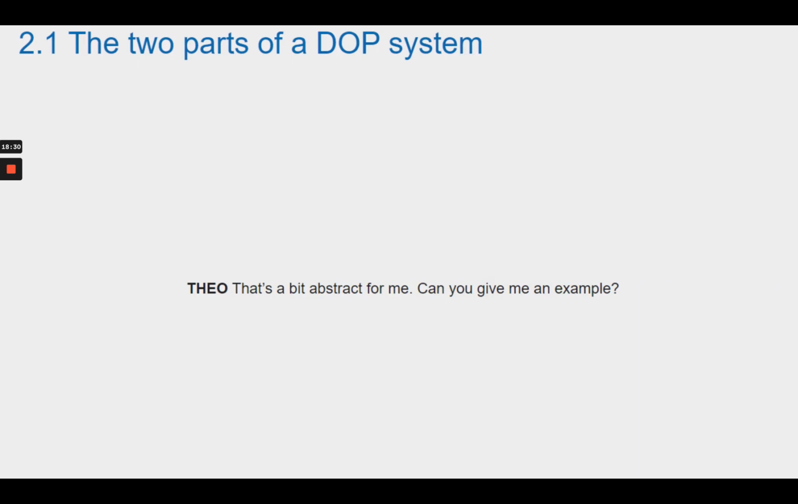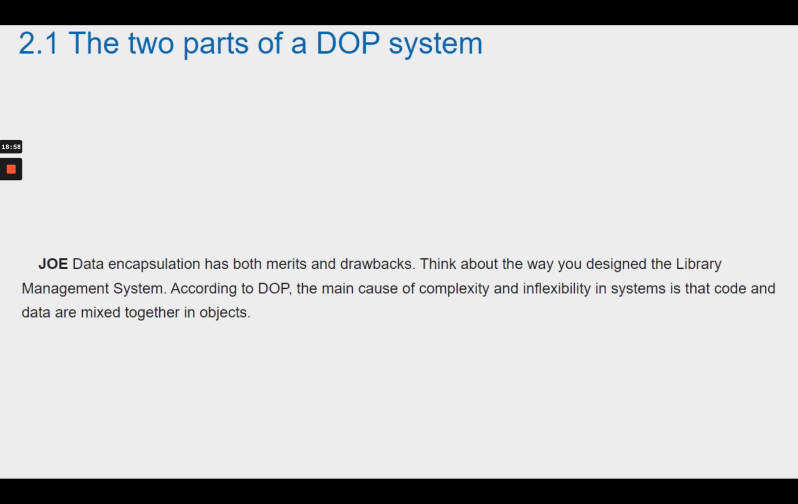Theo: That's a bit abstract for me. Can you give me an example? Joe: Sure. Take, for instance, the first insight of DOP. It's about the relations between code and data. Theo: You mean the encapsulation of data in objects? Joe: Actually, DOP is against data encapsulation. Theo: Why is that? I thought data encapsulation was a positive programming paradigm.